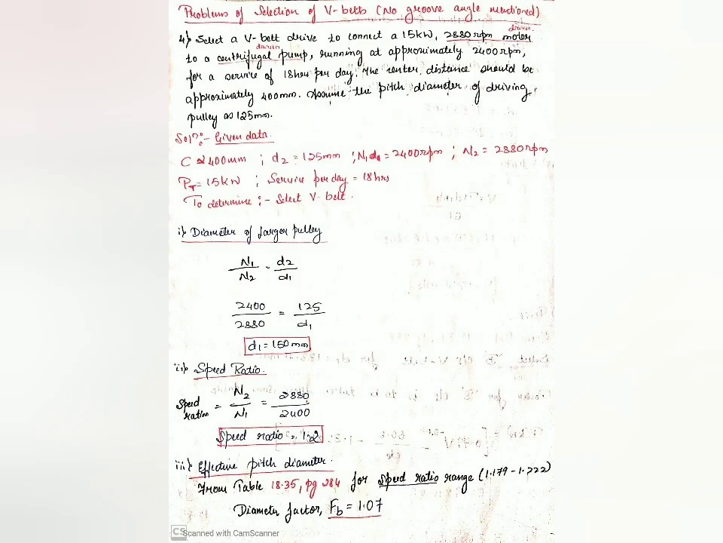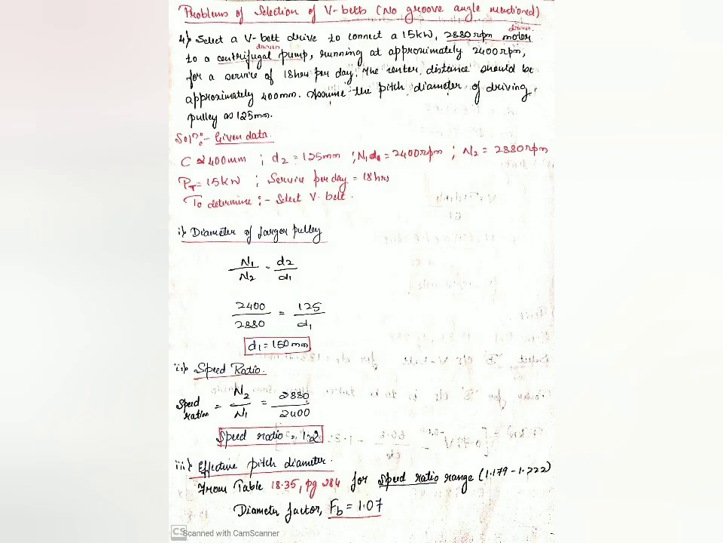Select a V-belt drive to connect a 15 kilowatt, 2880 rpm motor to a centrifugal pump running at approximately 2400 rpm for a service of 18 hours per day. The center distance should be approximately 400 mm. Assume the pitch diameter of the driving pulley as 125 mm.